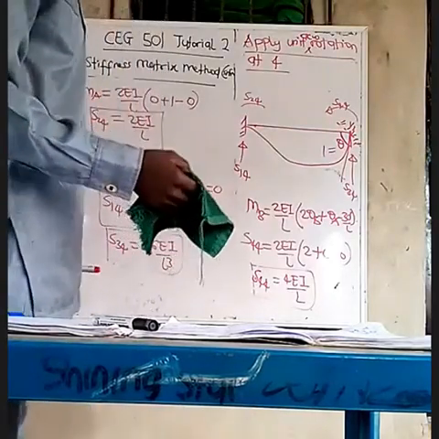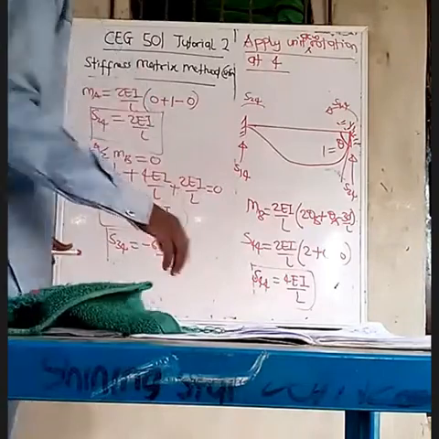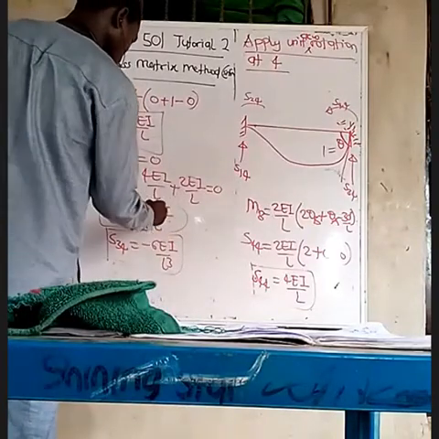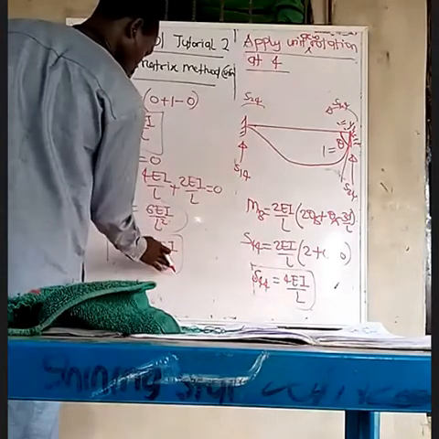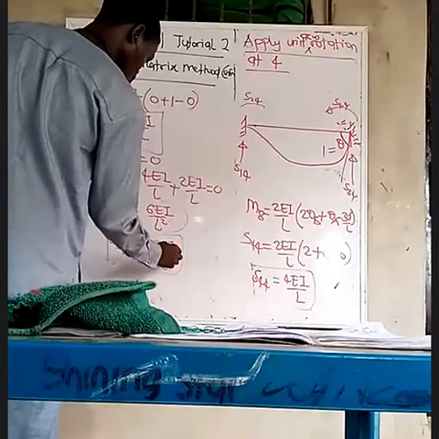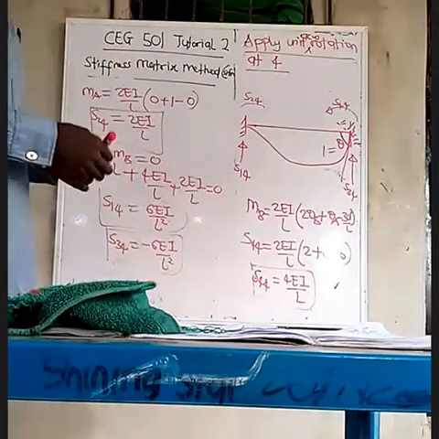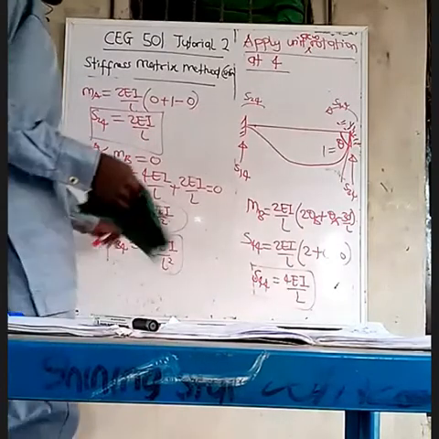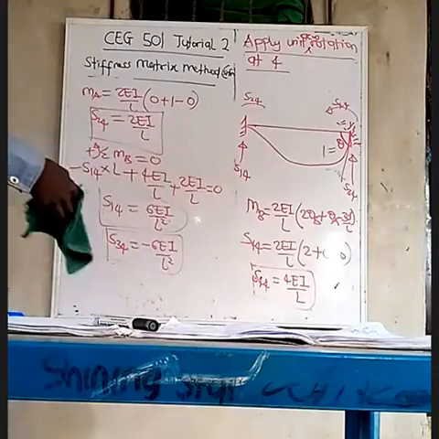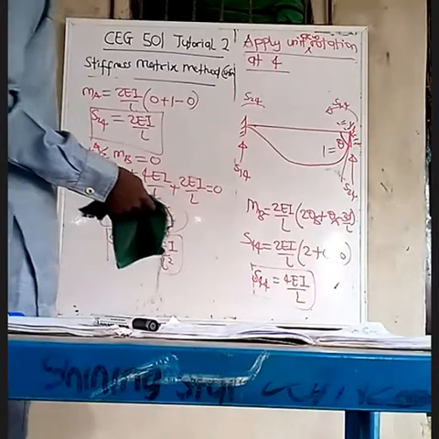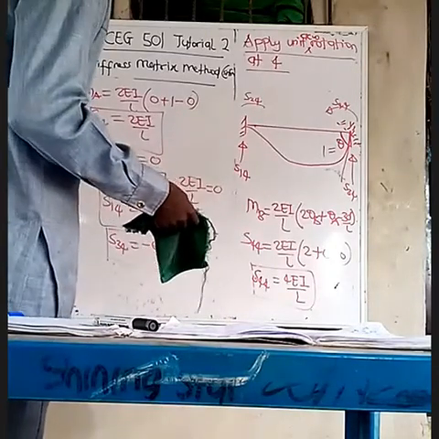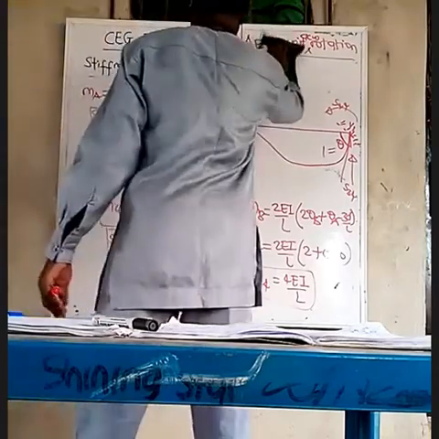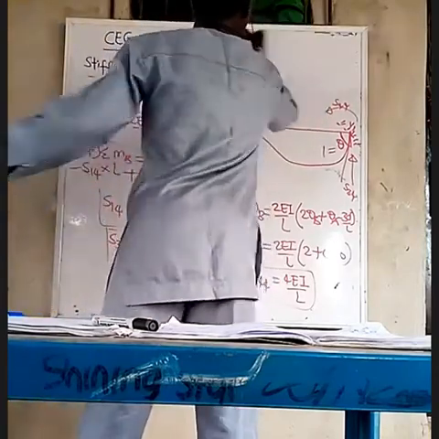I want to clean the board, can I? It's over L square, Johnson. Oh, thank you, Jai. Yes, thank you. I've seen it. Thanks. 6EI over L squared. I hope I didn't say over L cubed in the other side. 6EI over L squared. Yeah, Can I clean the board? Okay.